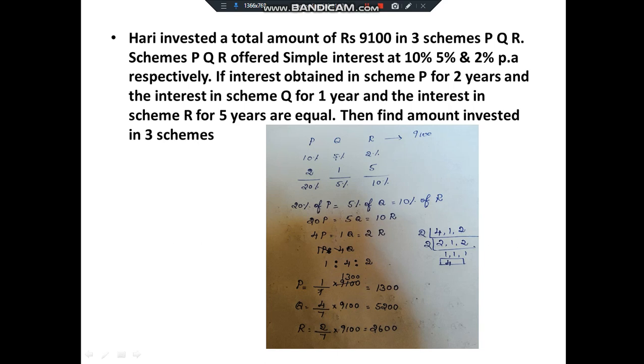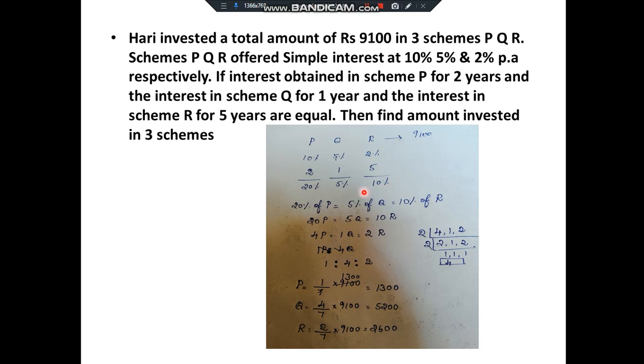See what all is given, write it down. Total amount is 9100, which is total principal of P, Q and R. Okay, then 10%, 5%, 2%, and then the statement is 2 years, 1 year and 5 years. So rate of interest and number of years is given. So for 1 year it is 10%, means for 2 years it is 20%. Similarly for 1 year it is 5%, and for 5 years it is 5 into 2, 10%. So total interest percentage we have got. Okay, rate of interest we have got.